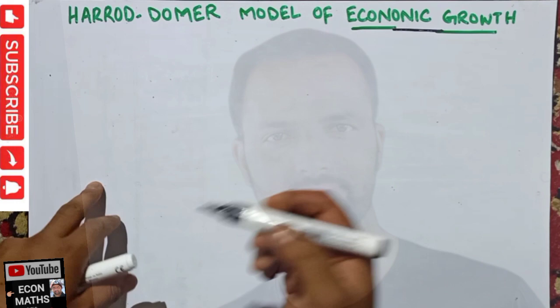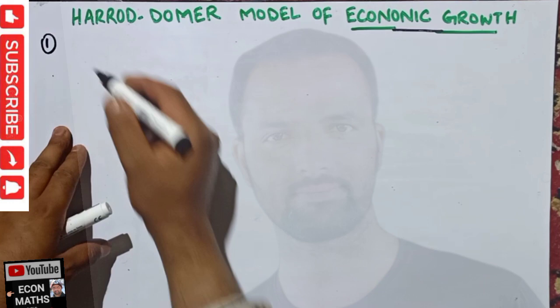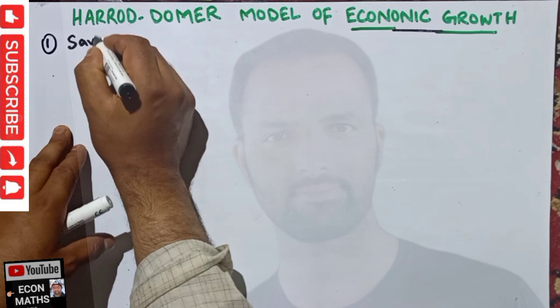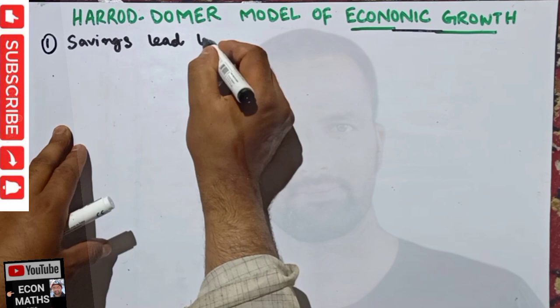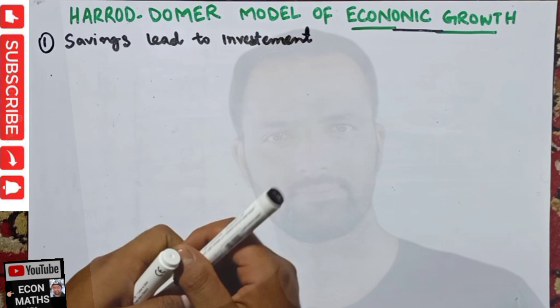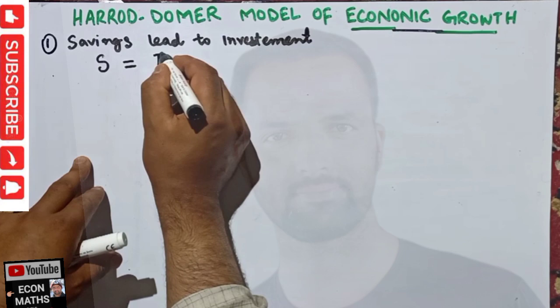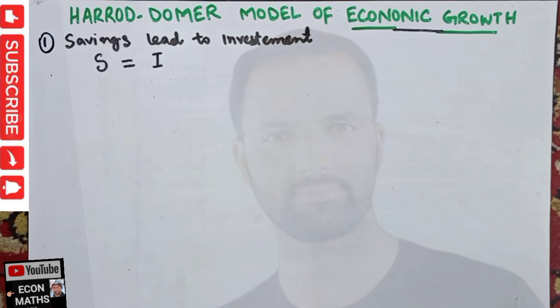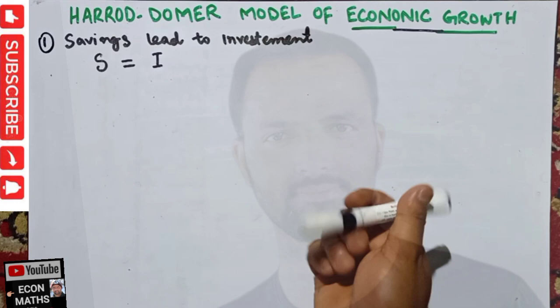The first assumption of the Harrod-Domar model is that savings lead to investment. What does this mean? It means whatever is saved in an economy is invested. That is, our savings is equal to the investment. And it is obvious, when people start saving, whatever is saved is transformed into investment. This is the first assumption of the Harrod-Domar model.